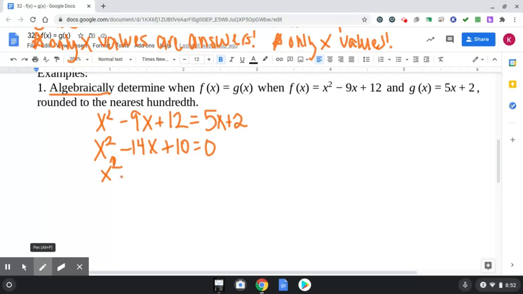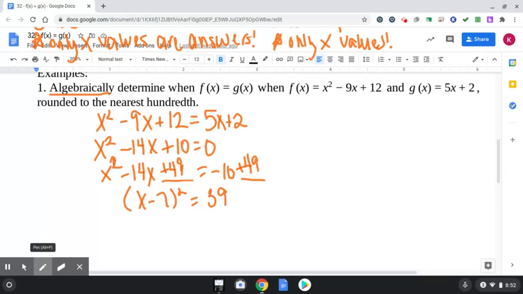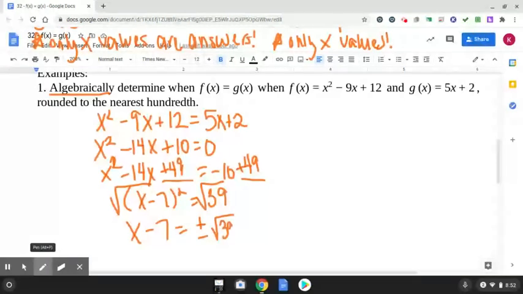I have x squared minus 14x. I'm going to bring the 10 to the other side. I subtract the 10 over. So I have a blank here and a blank here. Half it, square it gives me 49. Share it to the other side. And then negative 10 plus 49 is 39. So now I take the square root of both sides. So x minus 7 equals plus and minus the square root of 39. And then I would add the 7 over. 7 plus and minus the square root of 39.